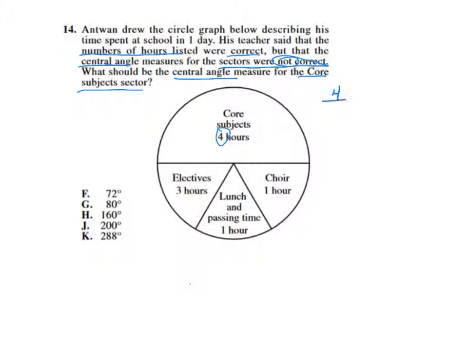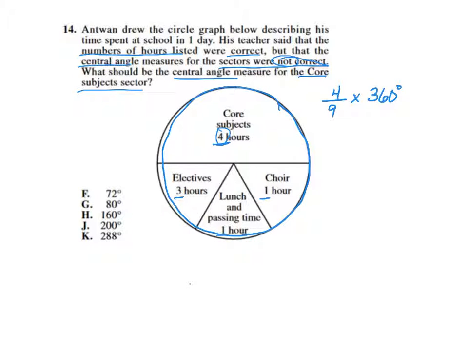Notice that common core subjects are 4 hours. Now that's 4 hours out of our total day. And our total day has 4 plus 3 plus 1 plus 1 more, in other words, 9 hours. Now that's 4/9 out of our complete entire circle. So our circle, remember, is 360 degrees. So we're going to take 4/9 times 360 degrees.